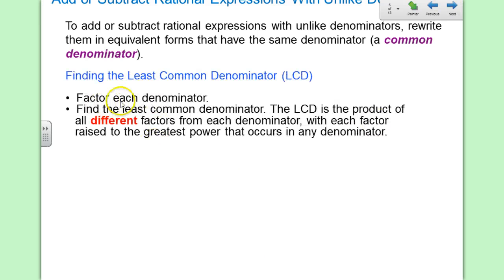Finding the least common denominator, we factor each denominator and find the least common denominator. The lowest common denominator is the product of all the different factors from each denominator, with each factor raised to the greatest power it could. That's a lot of words.